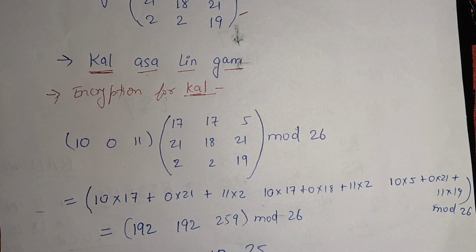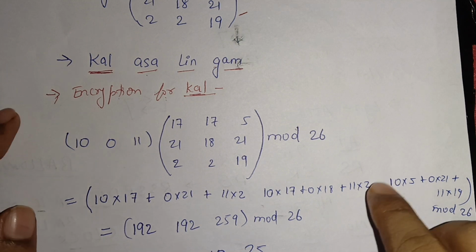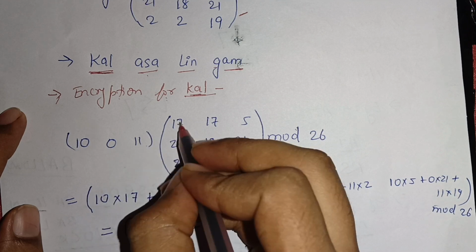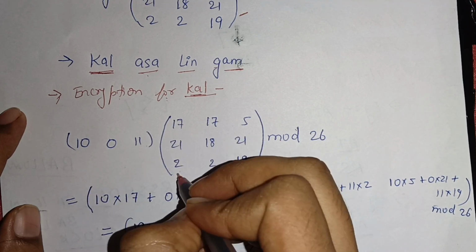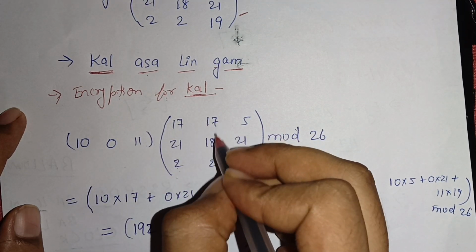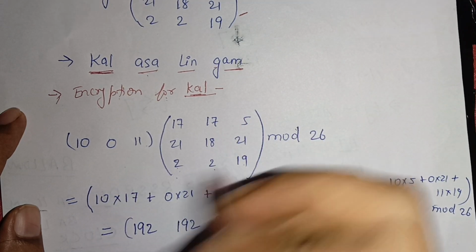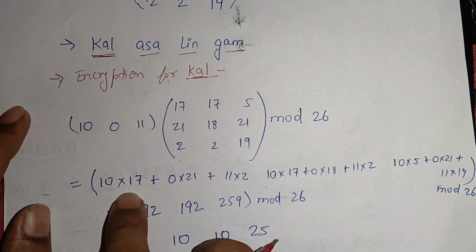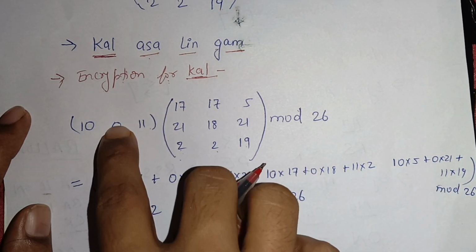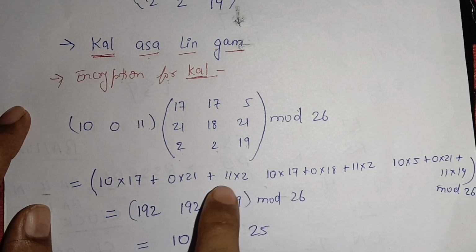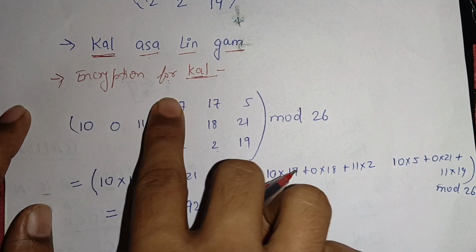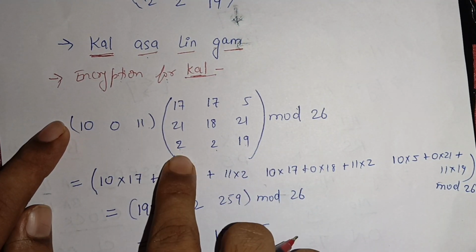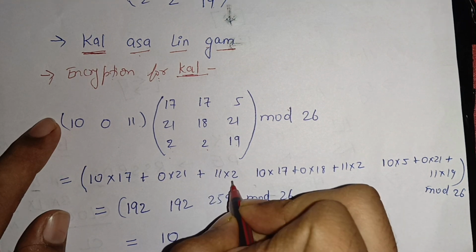Most of us know matrix multiplication, but again I am telling you, it will be done in an L shape. It means you need to multiply in this shape. First we multiply this, then this, and lastly this. For the first one, 10 into 17, then 0 into 21, then 11 into 2. We form an L shape in the opposite direction. So 10 into 17, then 0 into 21, then 11 into 2. This is for the first one.